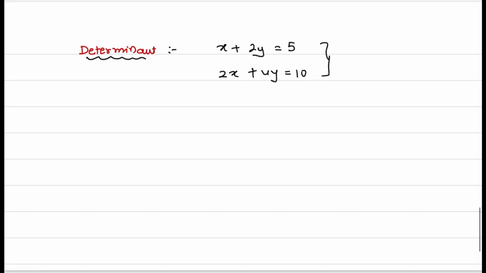Let us say I want to solve the equations x plus 2y is equal to 5 and 2x plus 4y is equal to 10. Can you solve this? If I multiply the first equation by 2, then I will get the second equation. We can't solve it.